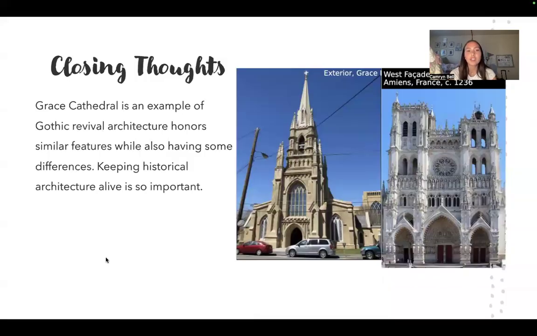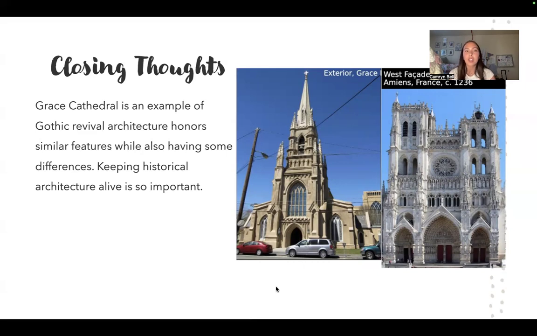So, closing thoughts. I think Grace Episcopal is a great representation of how we have incorporated Gothic architecture into the modern world. It definitely is a lot more modernized and simple compared to Almonds over here. However, it honors the same features and could still appeal to someone who has visited a real piece of Gothic architecture and not so much a revival.